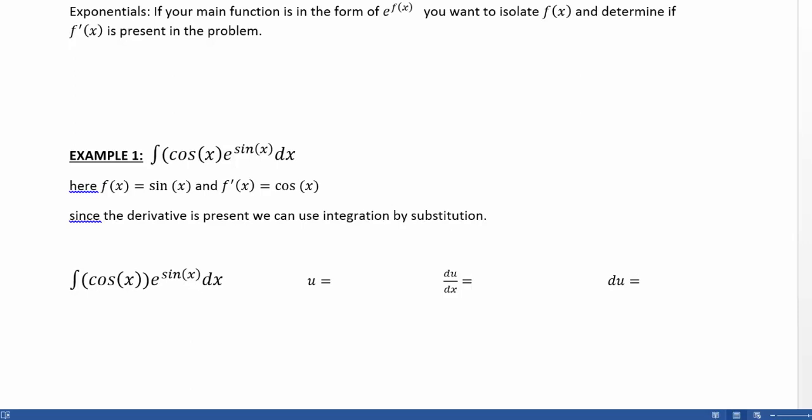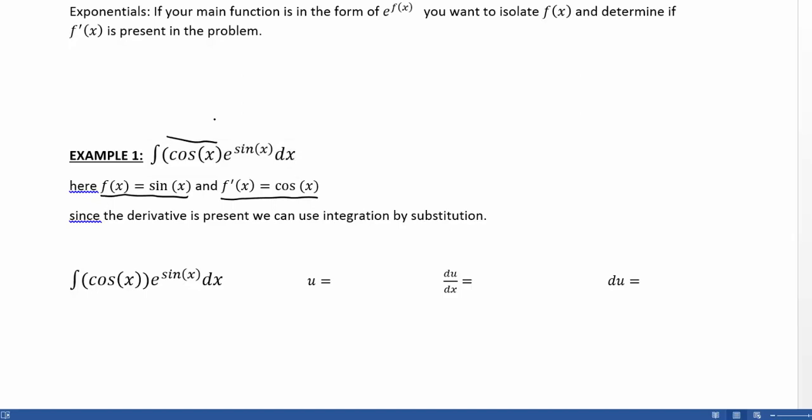Example 1. The antiderivative of cosine x e to the sine x dx. So remember, we want to first check out the power of e. Here the power of e is sine x. I've done this on the side just to make sure I can see why I'm doing substitution. If my power is sine x, I also want the derivative of that to be part of my problem. The derivative of sine is cosine, and cosine is also part of my problem. So I know that this is a good candidate for substitution.